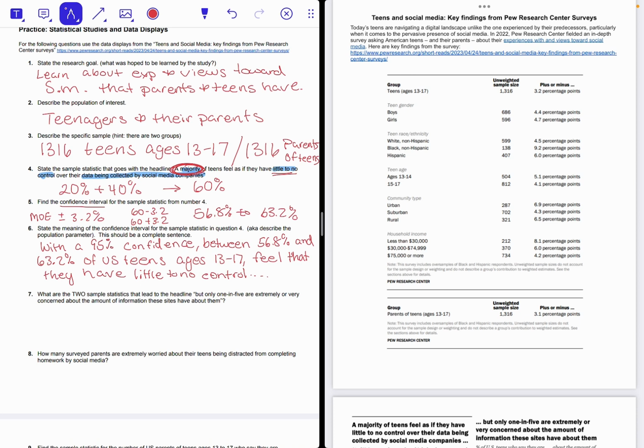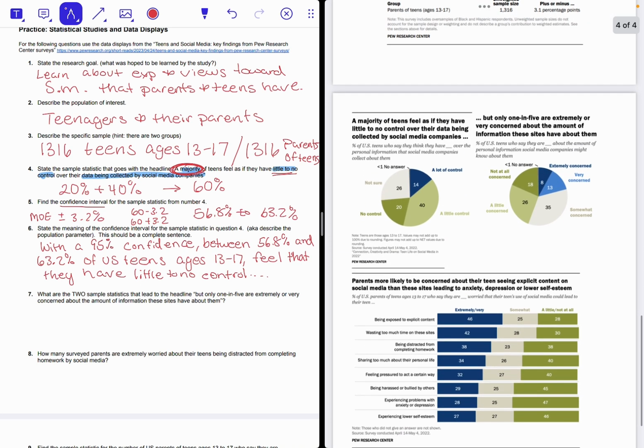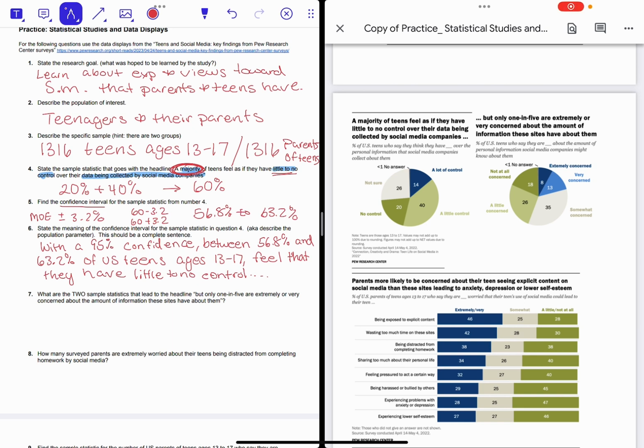All right, next one. What are the 2 sample statistics that lead to the headline, but only 1 in 5 are extremely or very concerned about the amount of information these sites have about them? So that's coming from the very next bar graph.